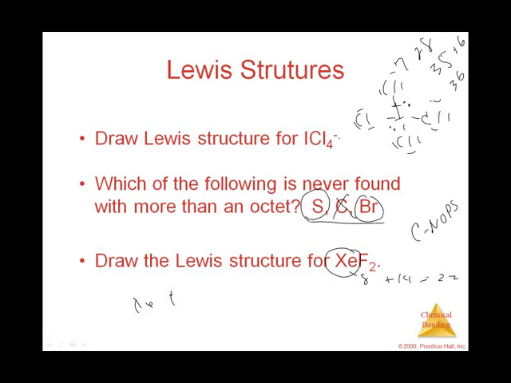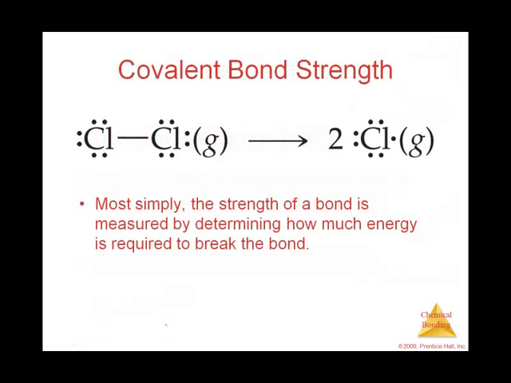So if I have F, Xe, and I have my F, and I end up with 8, 16, 18, 20. The only way this is going to work is if I put an expanded octet here. Okay? That's what has to happen. It's a big boy. You can do it. It's in more than the 3rd period. It's in the 5th period.